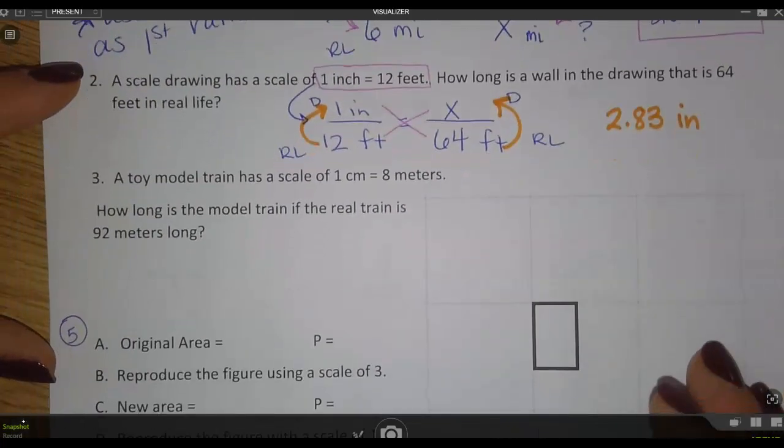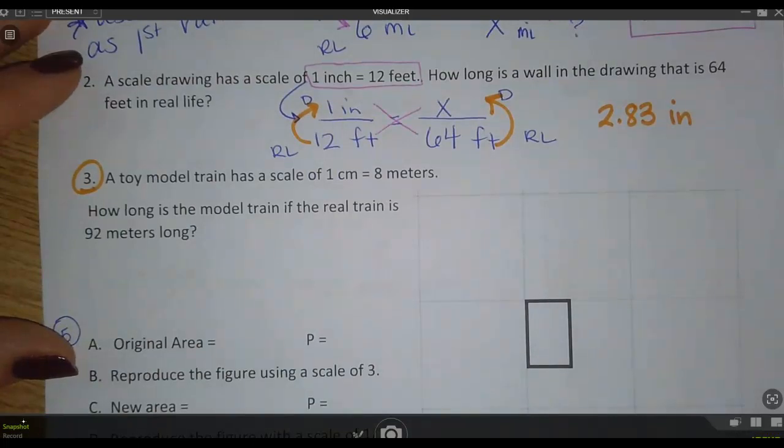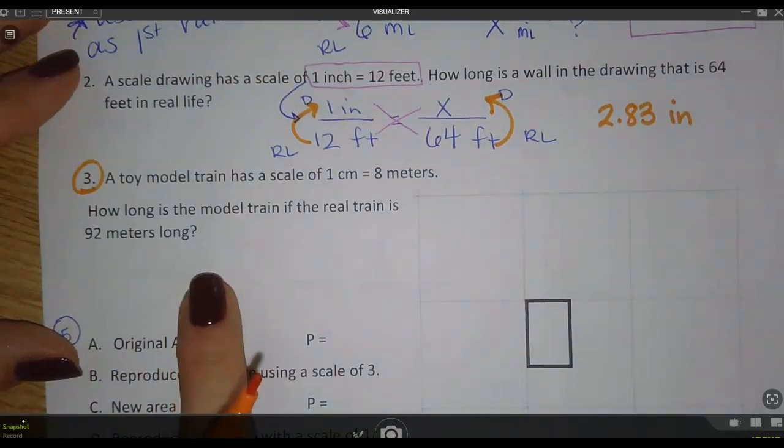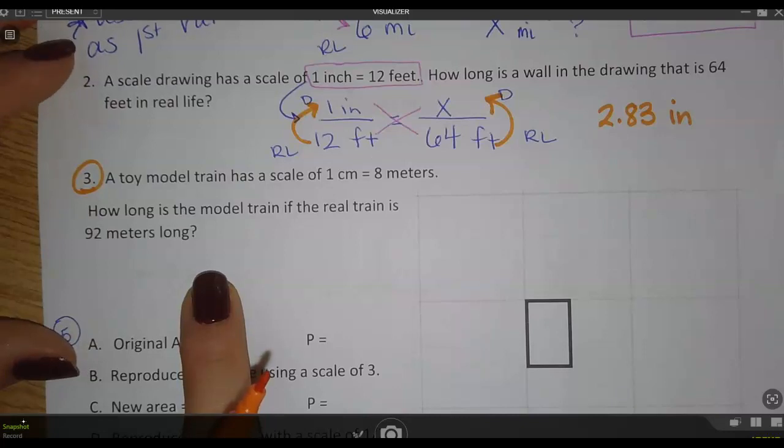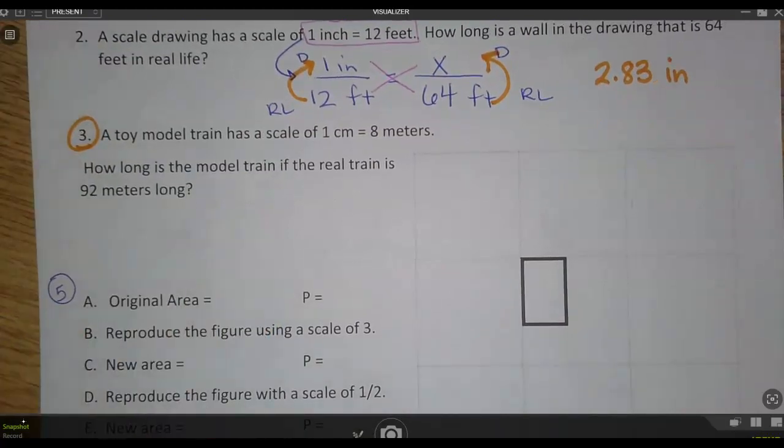All right. So I want you to pause it and try this one. Set up your proportion right here. And then find how long is the model train if the real train is 92 meters long. So pause and do this number 3 here and then hit play when you're ready to check.